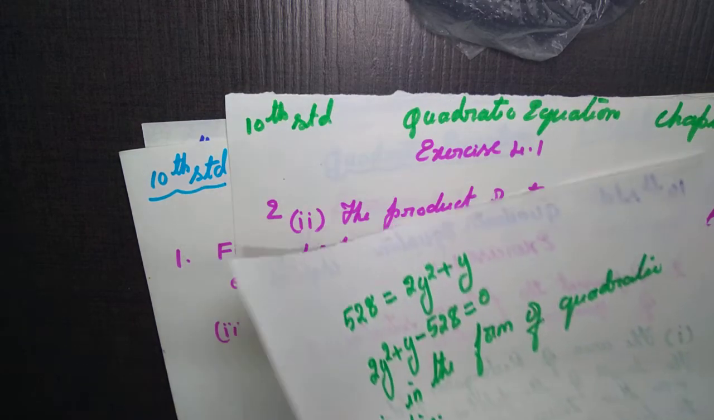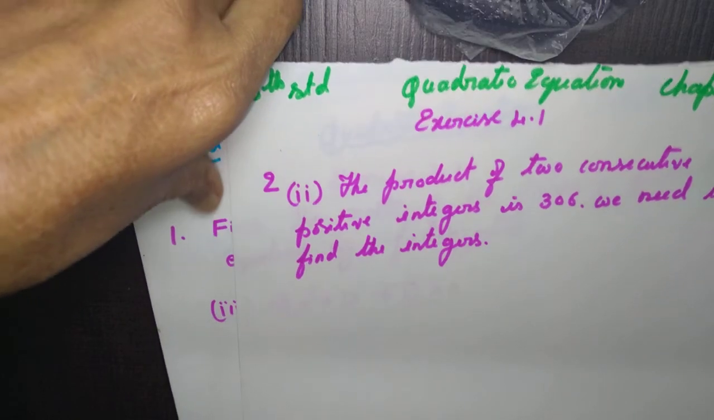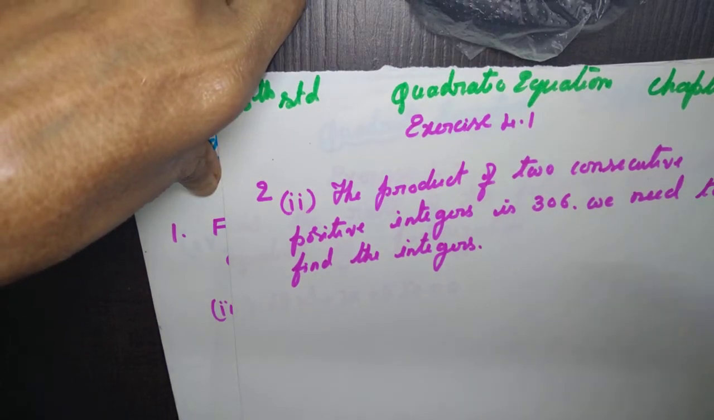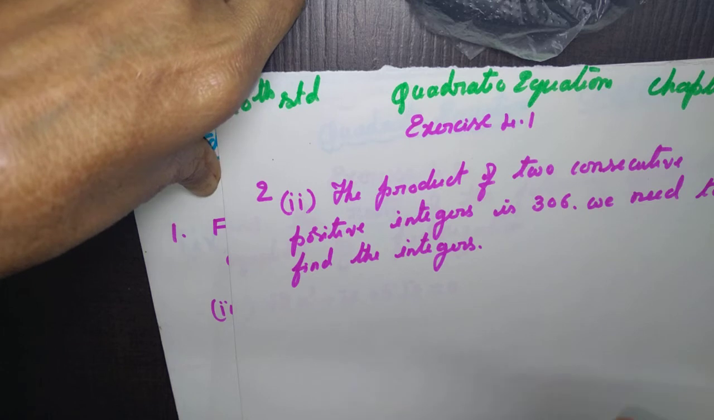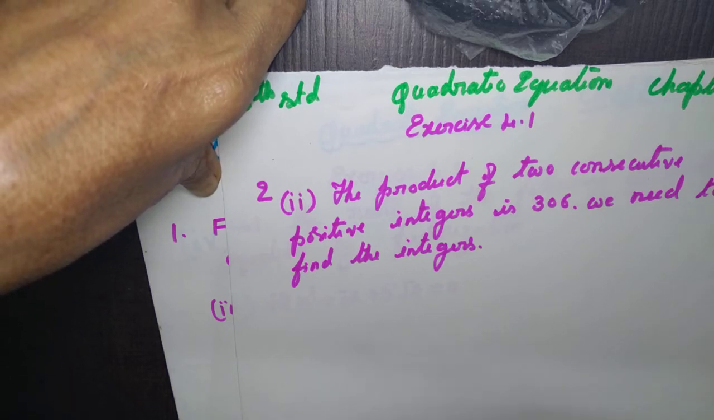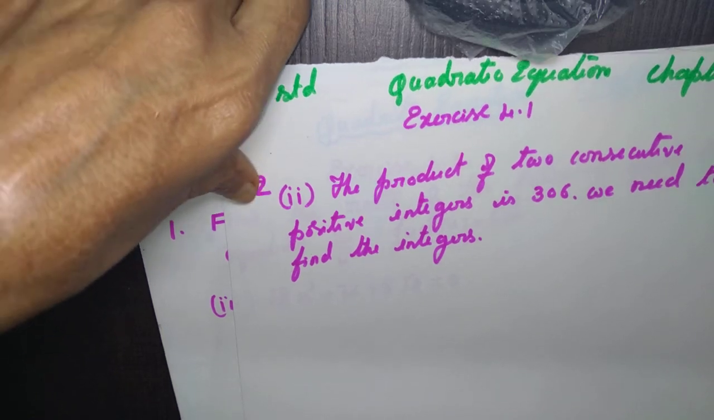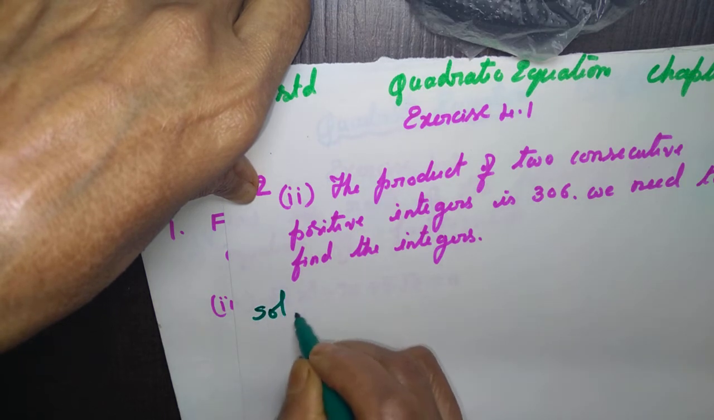Next we will do the next sum, that is the second sum. The product of two consecutive positive integers is 306. We need to find the integers. What do you mean by consecutive? The consecutive of 1 is 2, consecutive of 3 is 4. Like that you have to add 1 to the previous number, then you will get the consecutive number. Okay, let us start the solution for that.